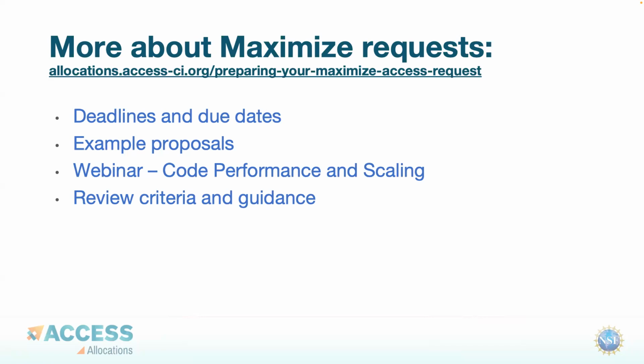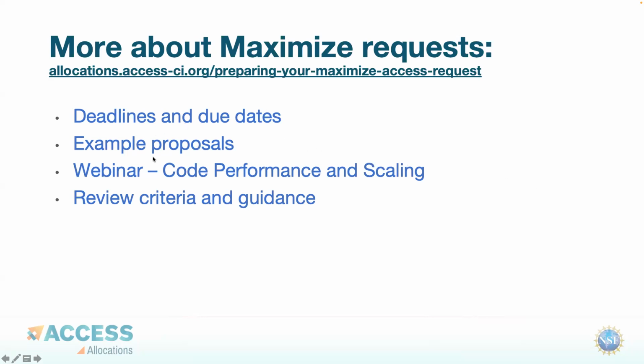We will review for this coming meeting in March with allocations starting April 1. In the summer, we will review in September with allocations starting October 1. On this page, I list this information. There's more details about the deadlines and due dates.